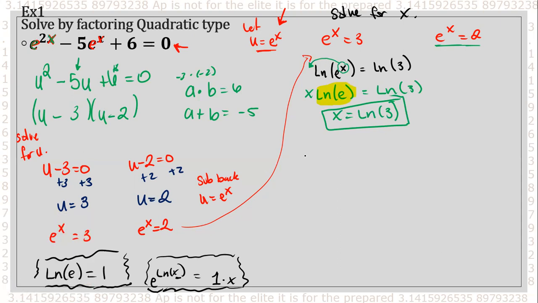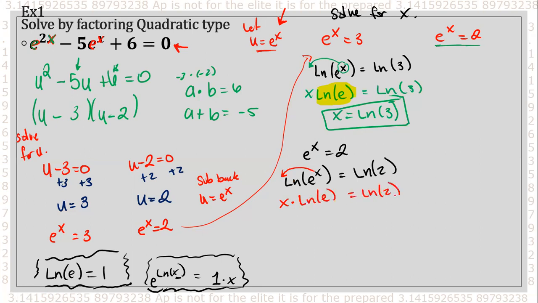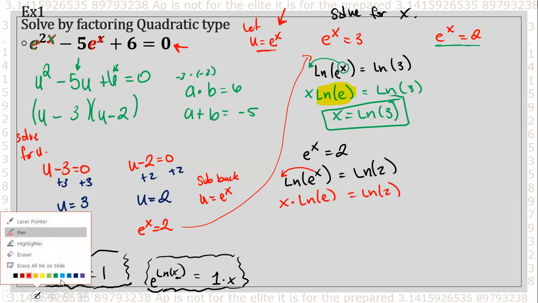So we have e to the x equals 2. And I'm going to do the same thing. I'm going to go ahead and introduce ln's to both sides. So now I have ln of 2 on the right-hand side. And with the power rule, I can go ahead and see that this right here becomes the exponent. So x ln of e is equal to ln of 2. Okay, so far so good.